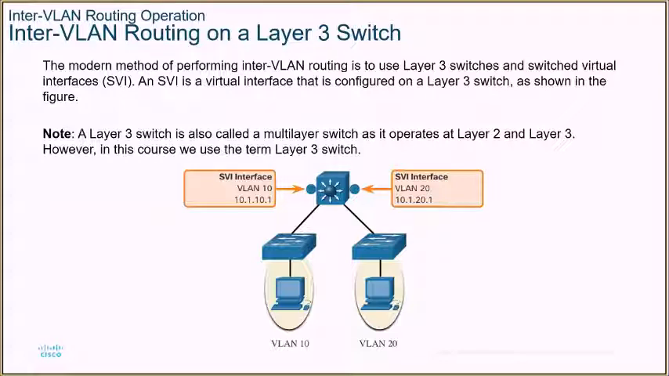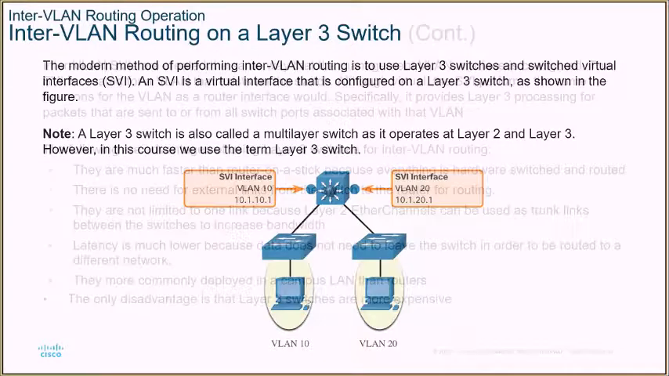However, in this course, we'll learn the term layer 3 switch. And so, yeah, you have an SVI for VLAN 10 and another SVI for VLAN 20. Of course, these addresses are what the hosts on VLAN 10 would use here and VLAN 20 would use here. And so they end up in the multi-layer switch, and then they get forwarded around.